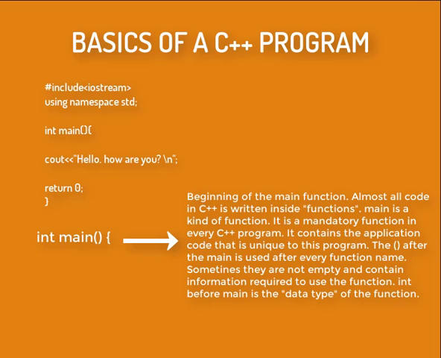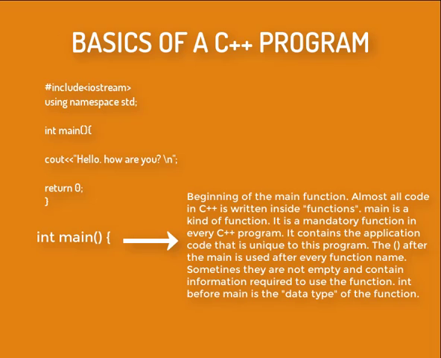Before main is the int. You can think of int as a sort of classification of this function. Normally, what you put before the function name is called its return type. So int is the return type, and without going too deep into the theory of functions, for now just assume that before the main function you have to put an int.